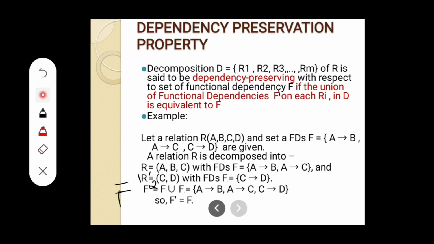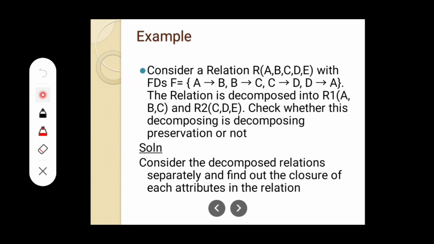Here in university we will be getting a numerical problem based on this dependency preservation property. So I will give you an example for that. The question will be like this: consider a relation R having attributes A, B, C, D, E with the set of functional dependencies F of relation R. What are the functional dependencies? A determines B, B determines C, C determines D, and D determines A.